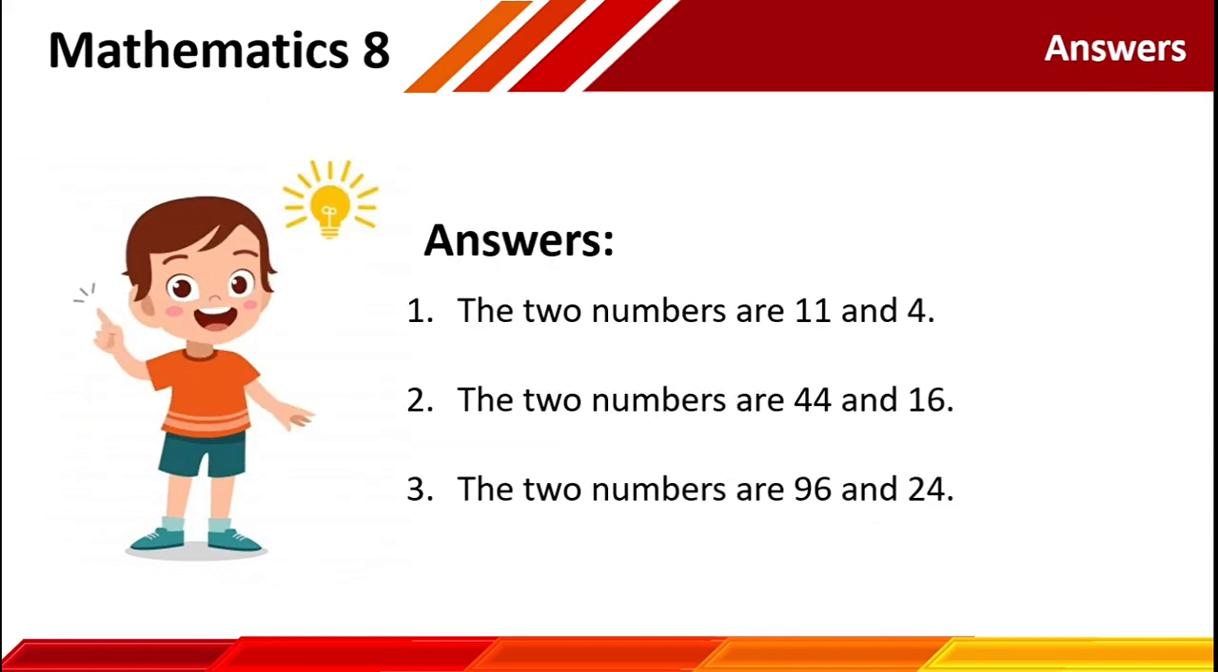Here are the answers to our previous activity. For number 1, the two numbers are 11 and 4. For number 2, the two numbers are 44 and 16. And for number 3, the correct answers are 96 and 24.